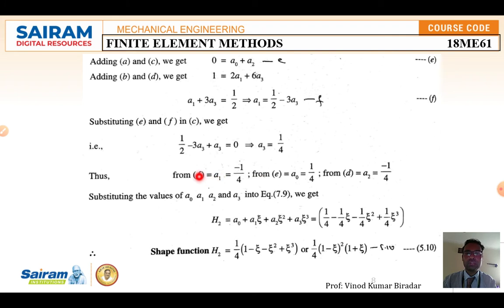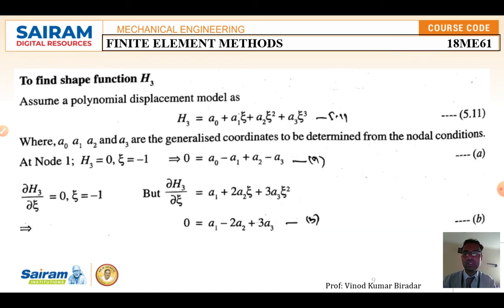Okay, so these values substitute in the given equation, that is the Hermite shape function equation for h2. So h2 is equal to a0 plus a1 zeta plus a2 zeta square. After substituting the values and simplifying, you are going to get the shape function h2 equal to this. Okay, so this is the shape function for h2.